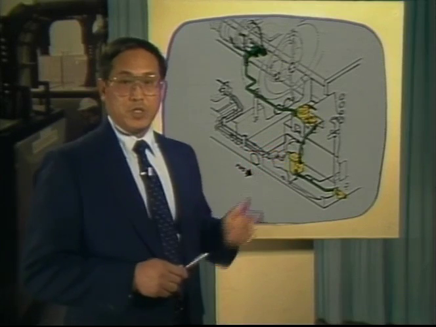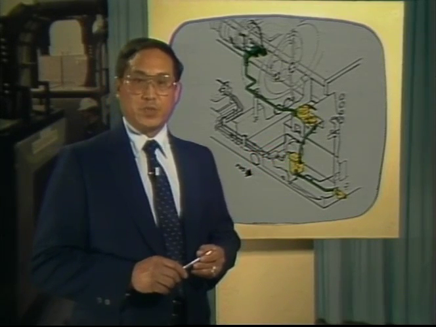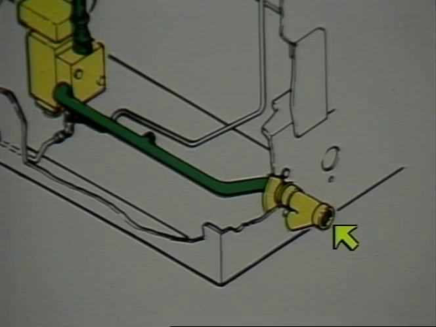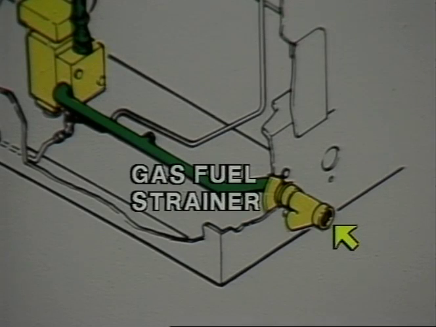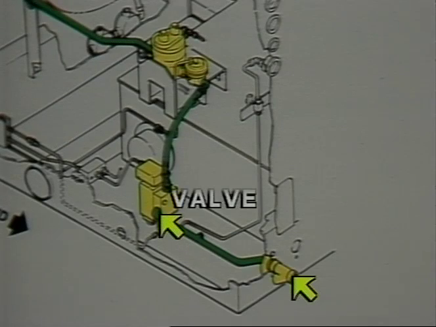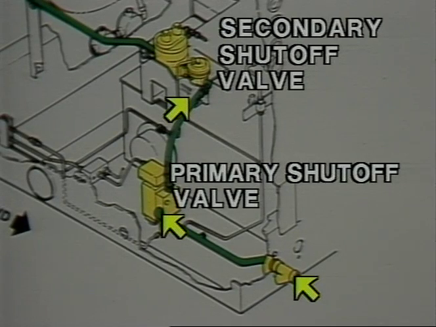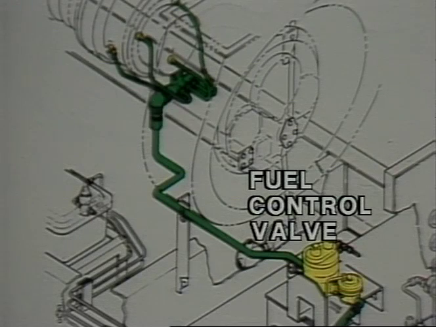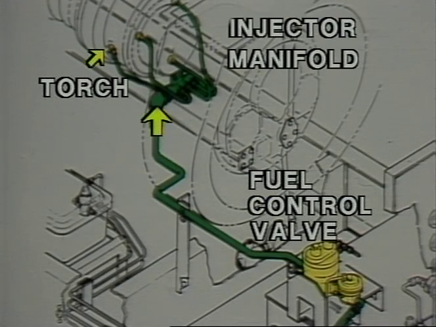This illustration shows the flow path of the main fuel supply. Gas fuel enters the fuel system and is filtered at the inlet strainer. Next, it flows through the primary and secondary fuel shut-off valves and goes to the fuel control valve. Regulated gas fuel then flows to the torch igniter and to the manifold through these three fuel line connections that feed fuel into the combustor through 9 fuel nozzles.